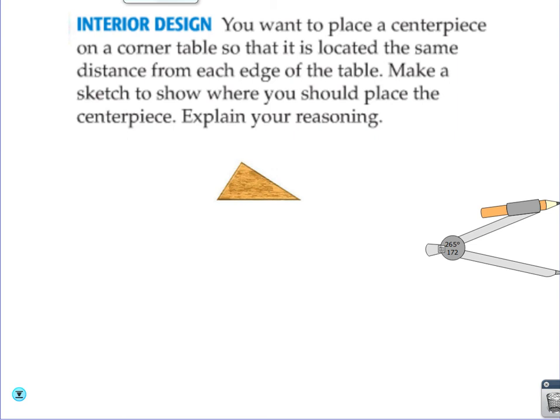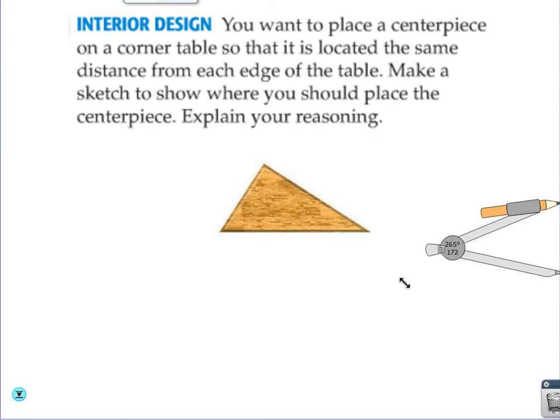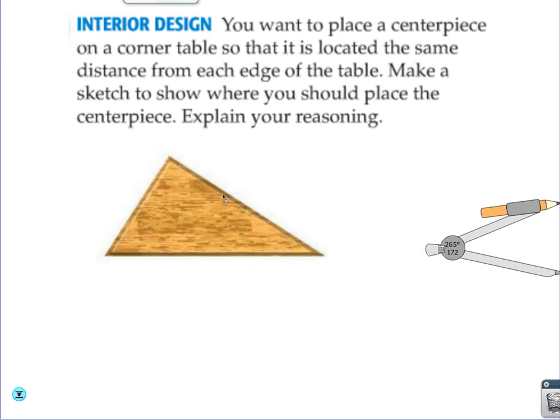We're not going to do this one, but this is a good application problem. Why would you even need to? It says you want to place a centerpiece on a corner table so that it's located the same distance from each edge. Okay, you want to put it in the middle. You want it to be the same distance from this edge as it is from this edge as it is from this edge. In that case, you're looking for the incenter. If you want it to be the same distance from the edge. Now, what's the difference? The incenter is the same distance from the edge.